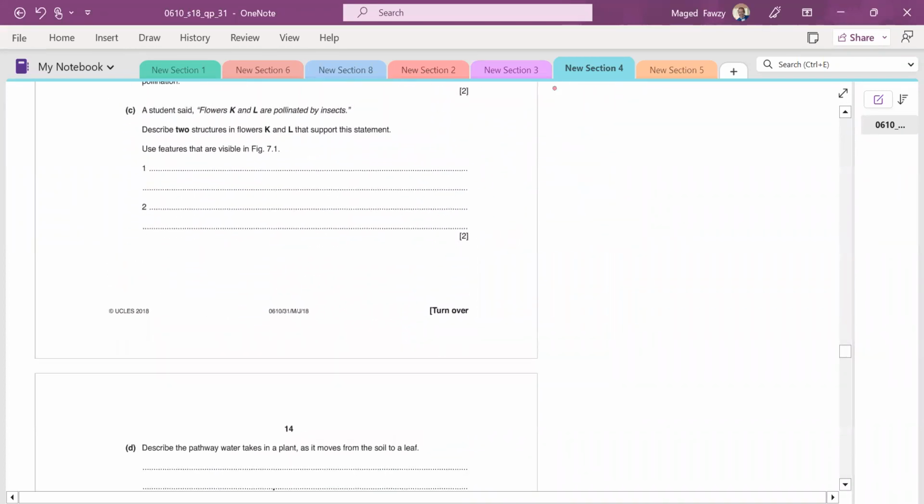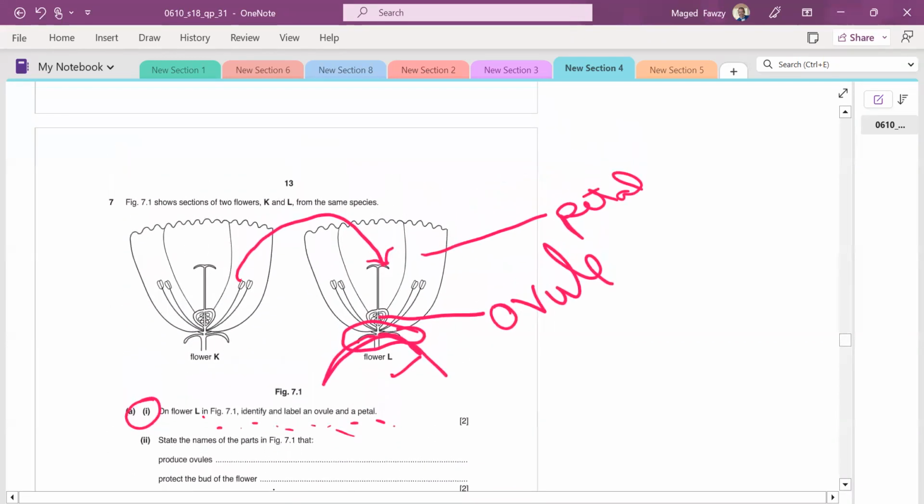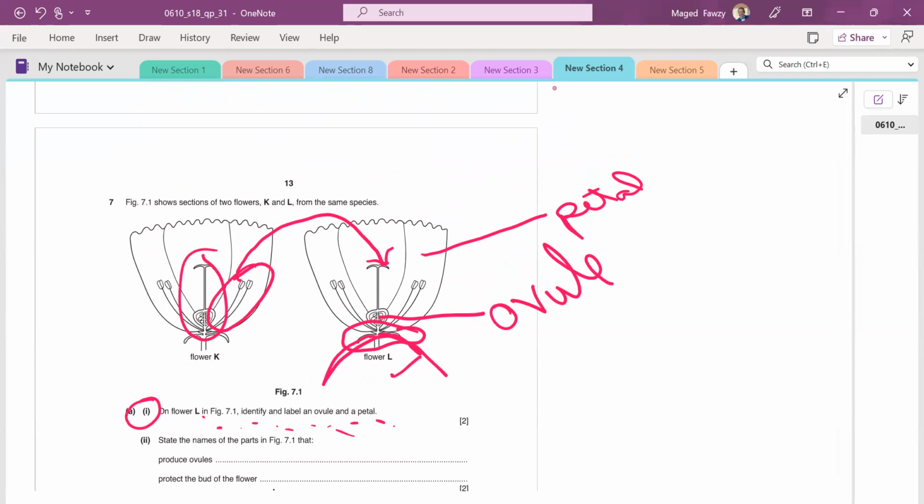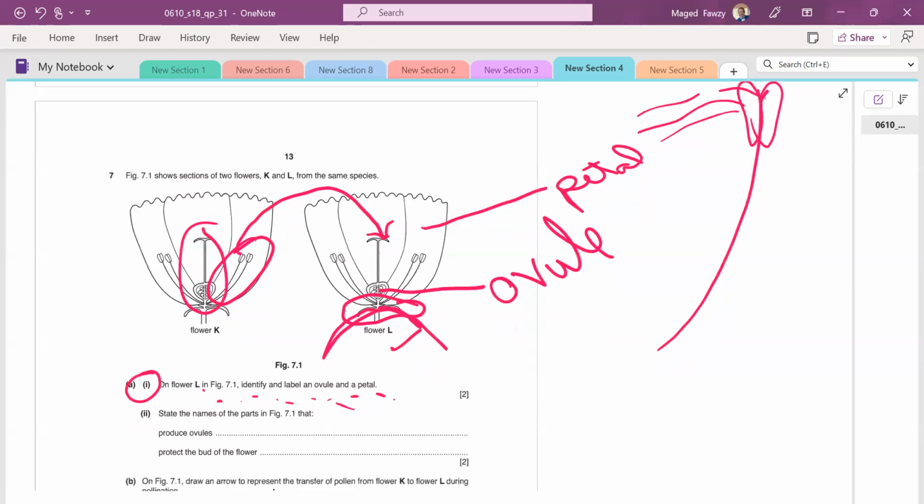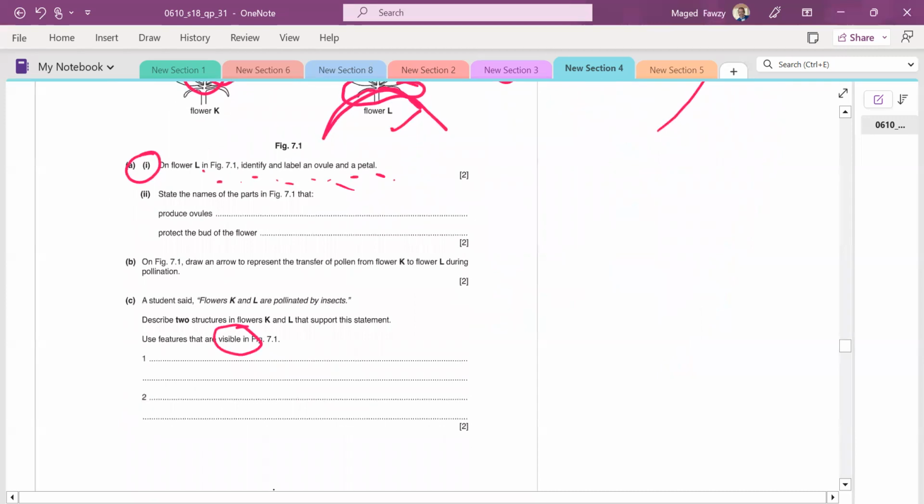Next question. A student said flowers K and L are pollinated by insects. Describe two structures in flower K and L that support this statement. Use features that are visible. Do you see a joke, Masouda? Read the question well. He is not saying anything. Petal. The petal, perfect, but we have to say large petals, because they are used for attraction. What else? We have the male and female parts enclosed in the flower. Here I don't need it. Remember, kids, in wind pollination the anther was always outside the flower, blown by the wind so that it can blow all the pollen in order to pollinate the feathery stigma. But here I don't need that.